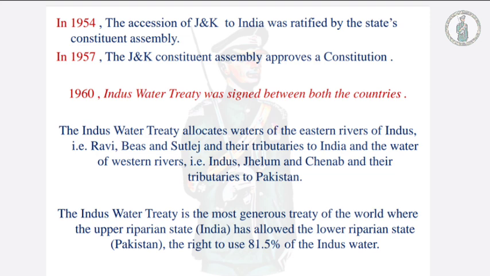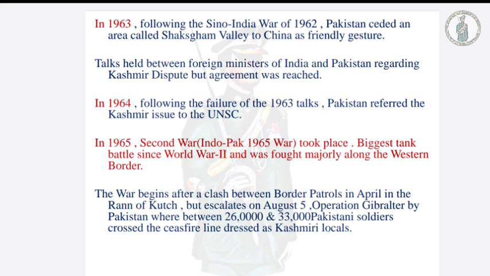Now, the Indus Water Treaty is the most generous treaty in the world because here the upper riparian state, that is India, has allowed the lower riparian state, that is Pakistan, the right to use more than 80% of the Indus water. Then after 2 years, the India-China War of 1962 took place, where we faced a humiliating defeat.